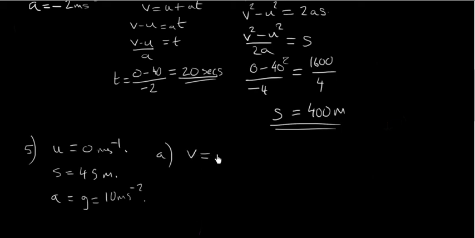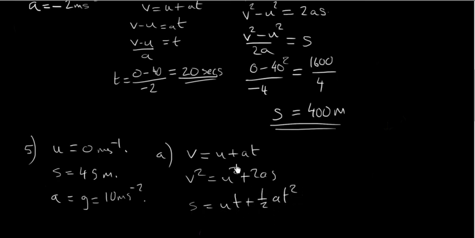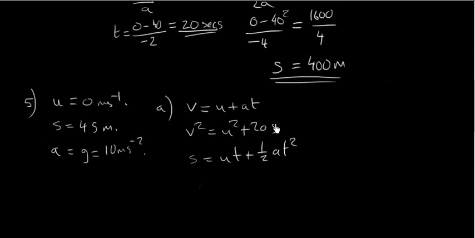When I get stuck, the best thing is to write the equations down. V equals U plus AT. V squared equals U squared plus 2AS. S equals UT plus half AT squared. I also recommend that you write them all out every single time you do these questions, so that eventually they get stuck in your head and you don't need to anymore. But at the beginning it's good to do that. And that's an S, even though it looks like a 5.